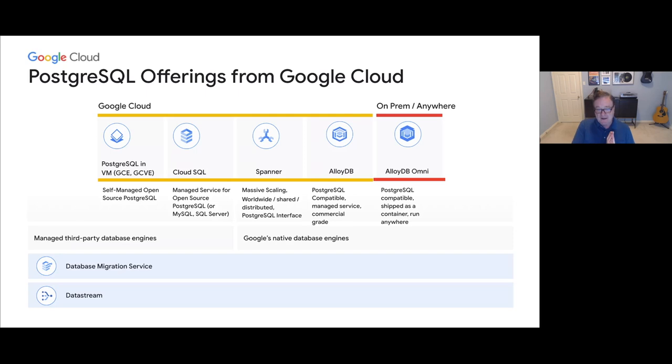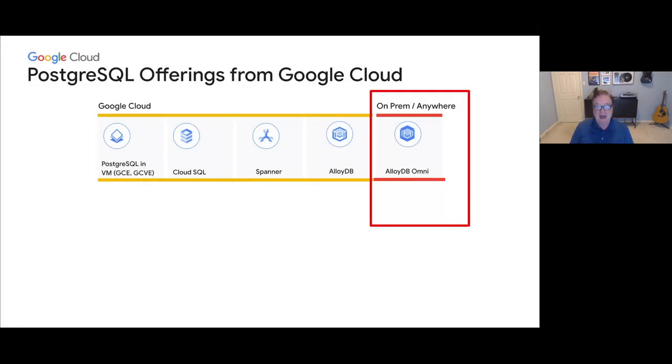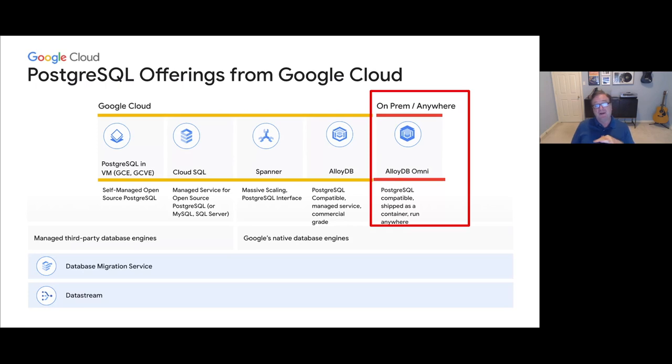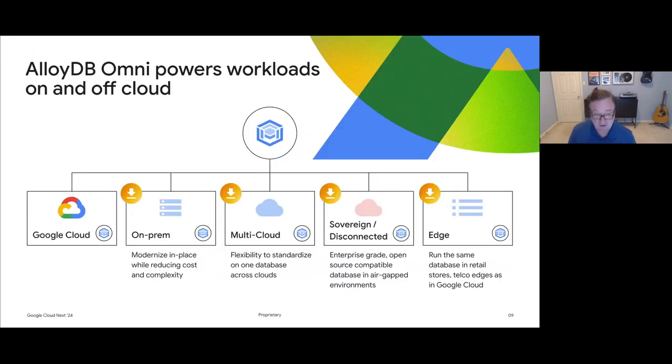And then finally, we have AlloyDB Omni, and that is the product I'm talking about most, although the demos I'm going to show will work both with AlloyDB, the cloud managed service, as well as with that AlloyDB Omni. So what is AlloyDB Omni? It is on-prem software. It is shipped as a container. There is a one command installation and it just runs, and it is also fully Postgres compatible.